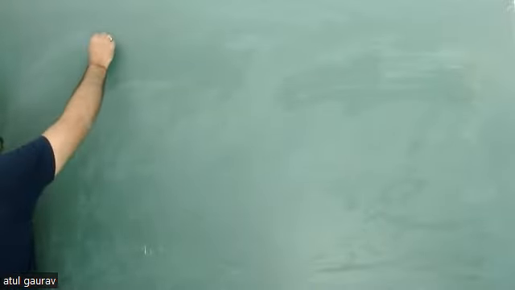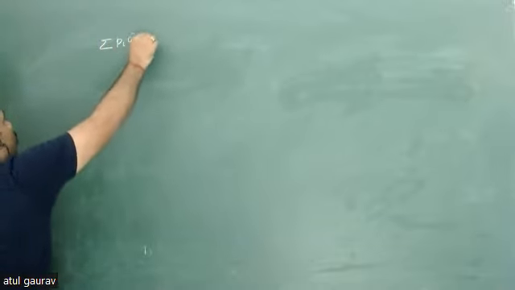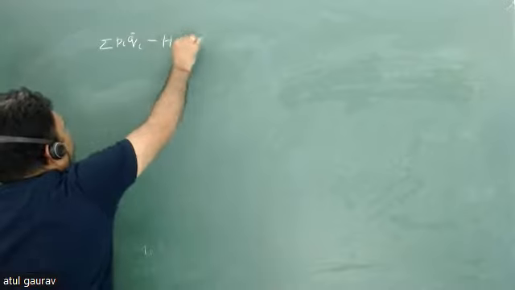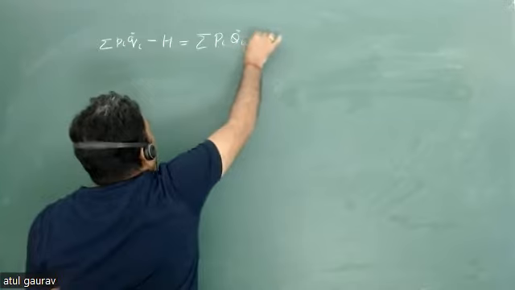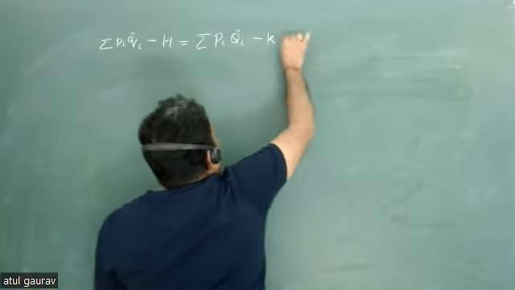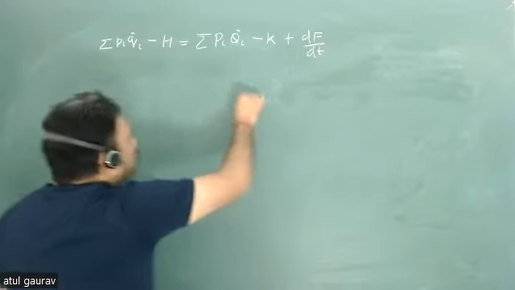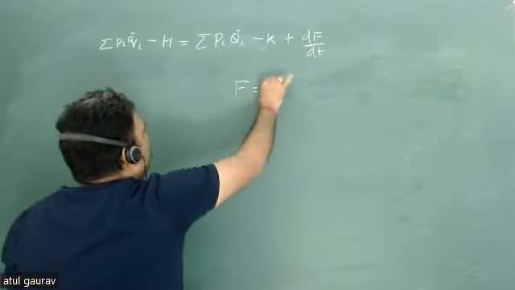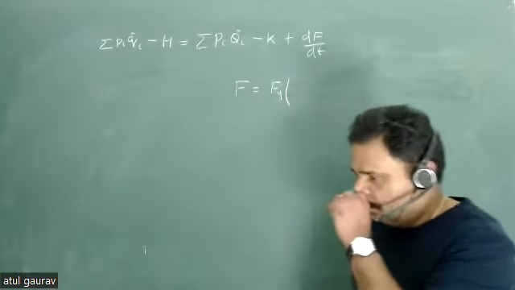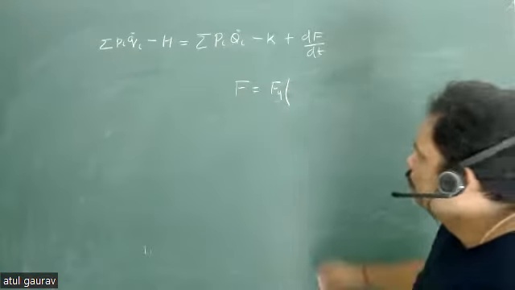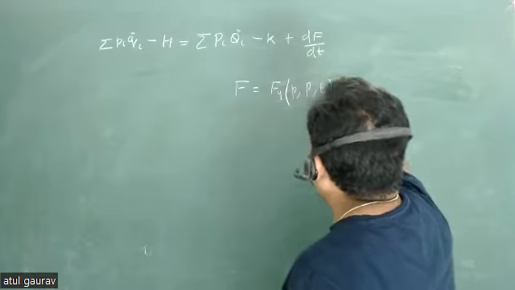So again we have summation over pi qi dot minus h is equal to summation over capital Pi capital Qi dot minus k plus df upon dt. And what is my f? Now my f is f4 type generating function. What is left, tell me? Small p, capital P. Very good. Small p, capital P, and it may be function of time.